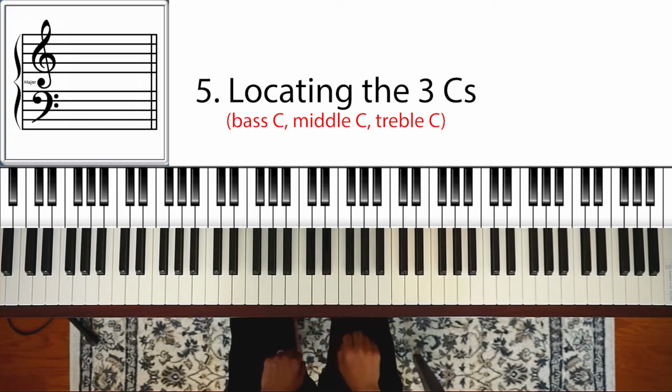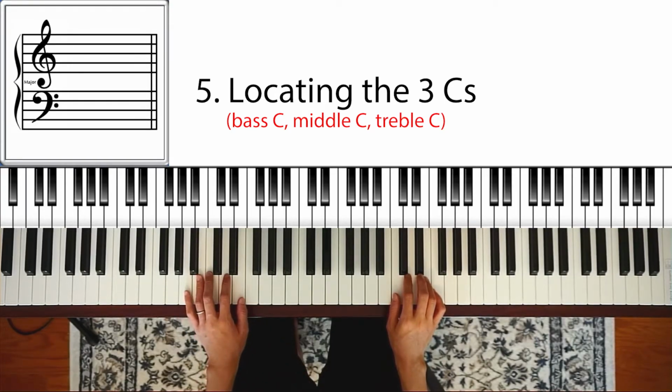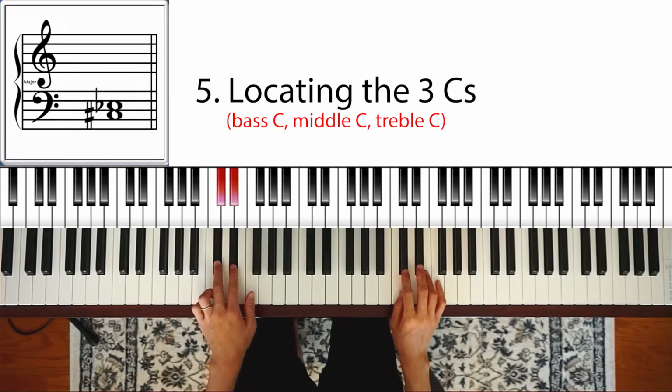Now let's find treble C and bass C on your piano. Treble means higher pitches and bass means lower pitches. So treble C is the white key to the left of the higher 2 black keys. See if you can find it on your piano. And bass C is the white key to the left of the lower 2 black keys on your piano. See if you can find that as well.